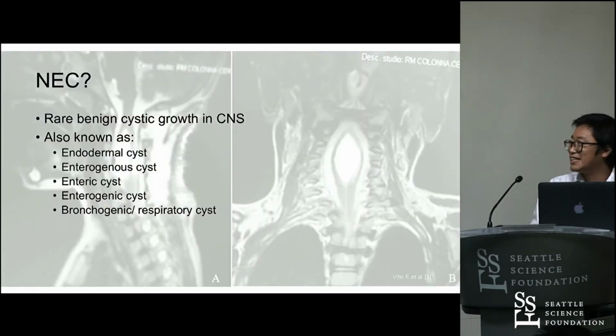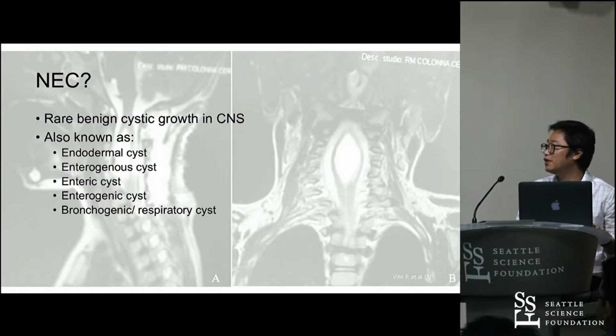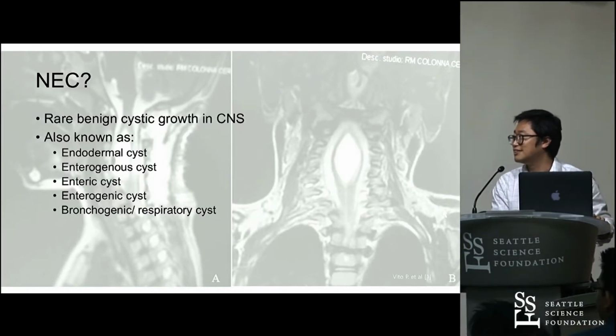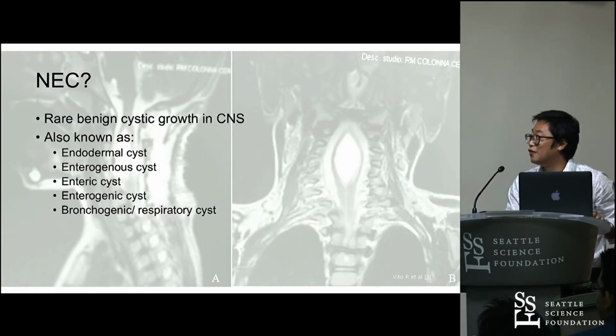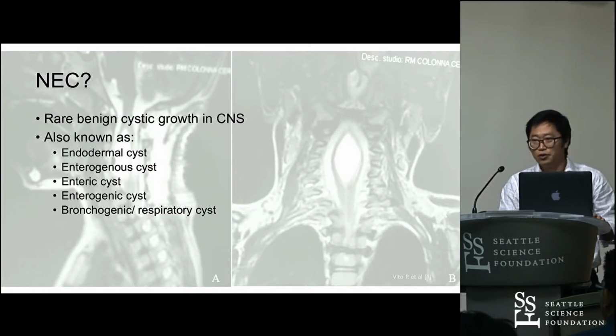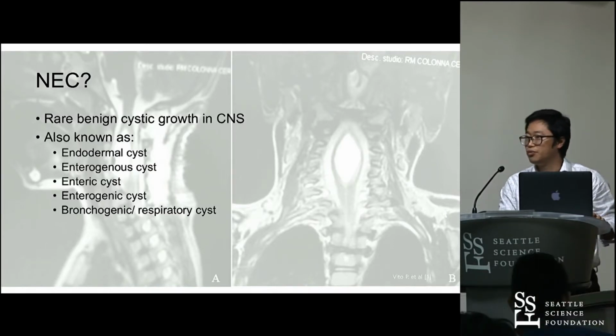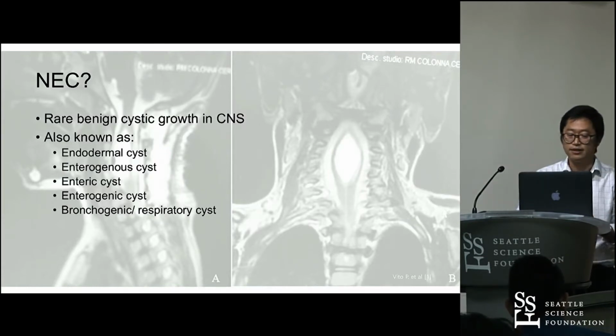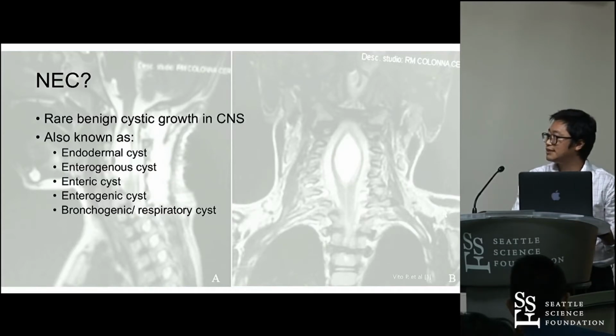So what is a neurenteric cyst? It's a rare benign cystic growth in the CNS. It's also known as endodermal cyst, enterogenic cyst, enteric cyst, enterogenous cyst, bronchial or respiratory cyst. Why it has so many names is because of the histopathological origin. We all know that a cystic growth is an accumulation of fluid in a cystic space, which is enclosed by a single layer of epithelial cells. The epithelial lining of the cyst has endodermal origin. That's why it has those various names.